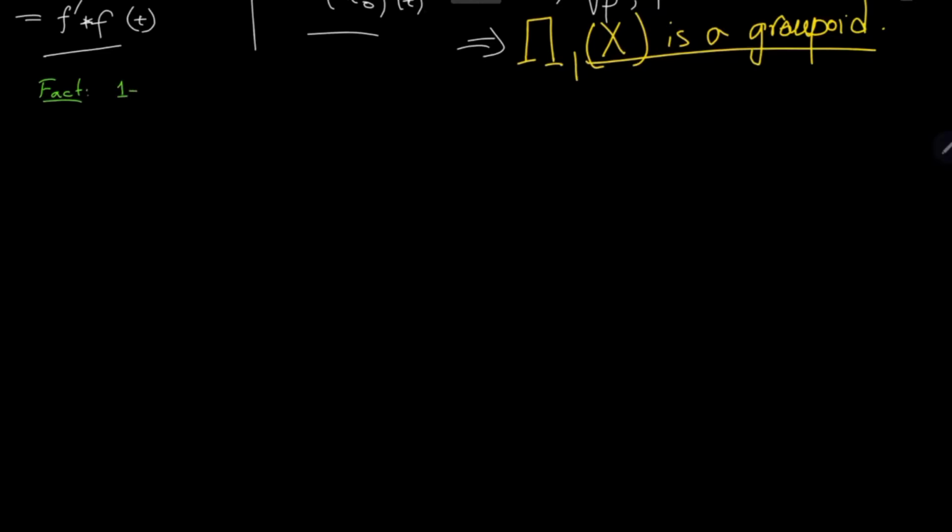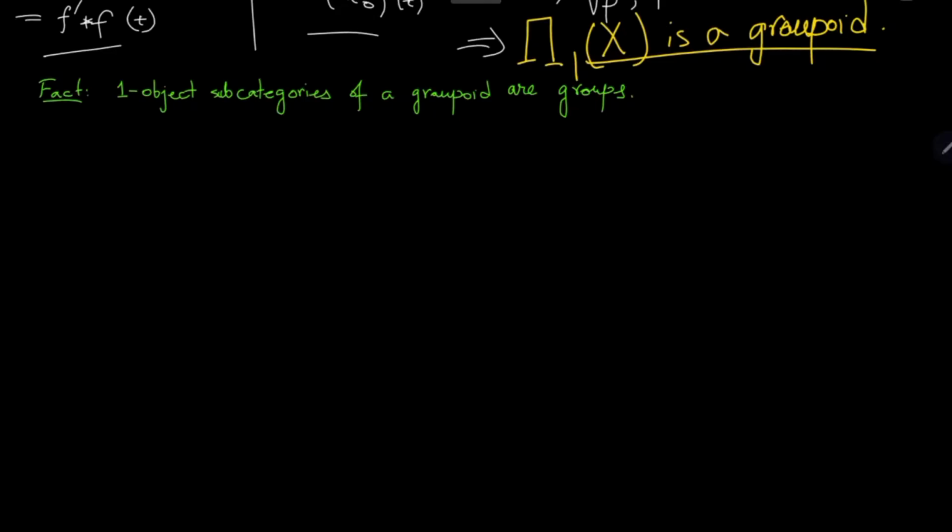Anyway, so we fetch a fact from category theory. Fact being that one object subcategories of a groupoid are groups.